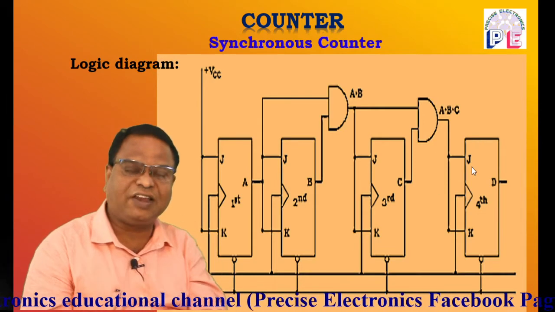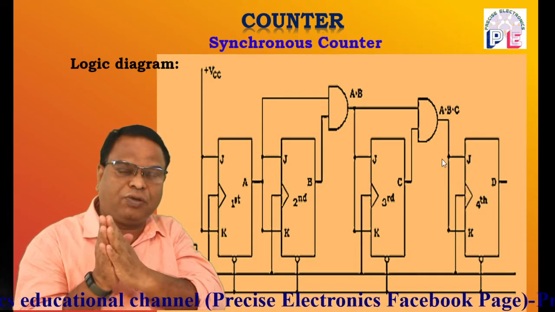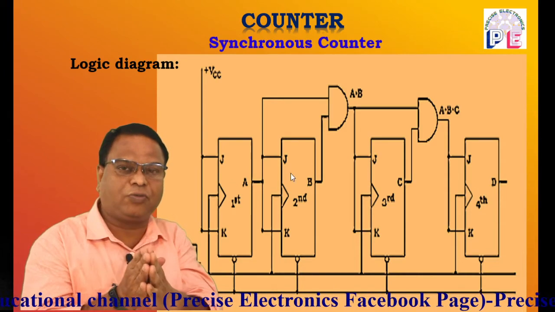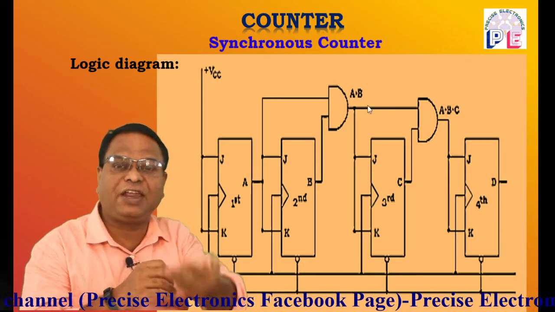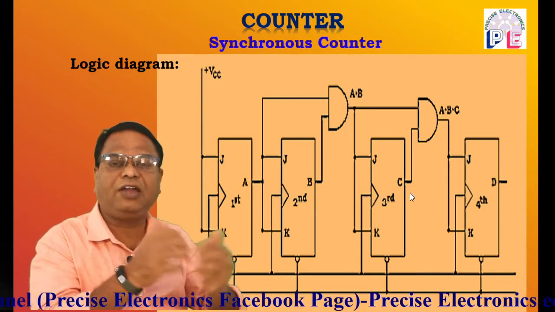So from this it is clear that the output of the first flip-flop drives the J and K inputs of the second flip-flop. Outputs of the first and second flip-flops drive the J and K inputs of the third flip-flop, and so on.